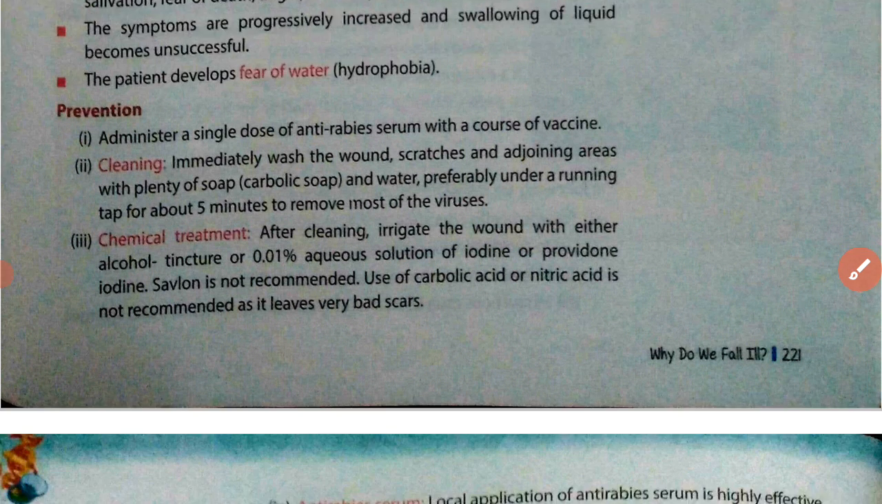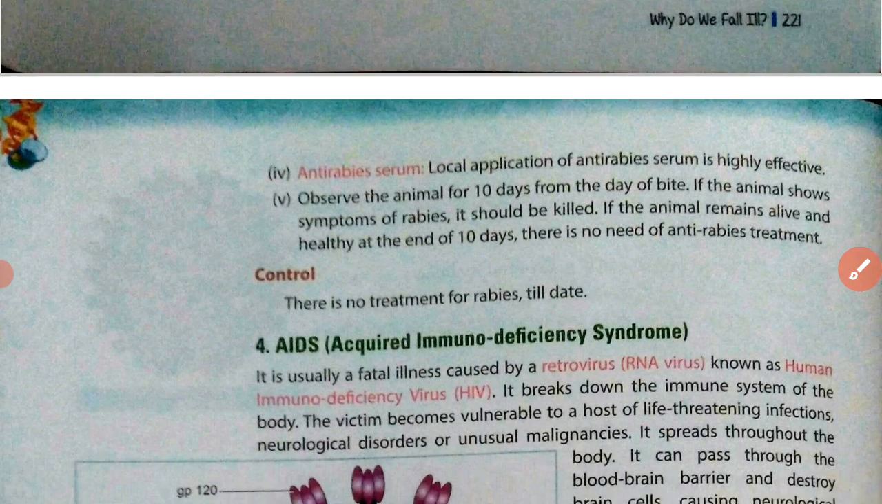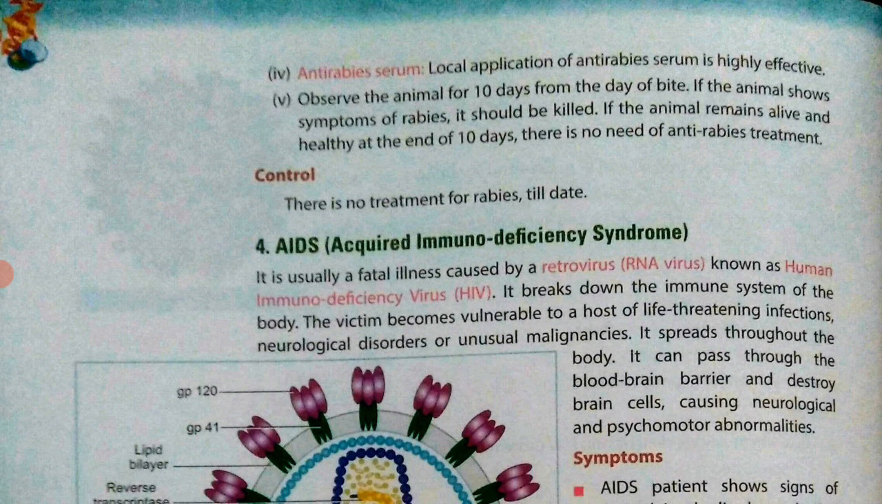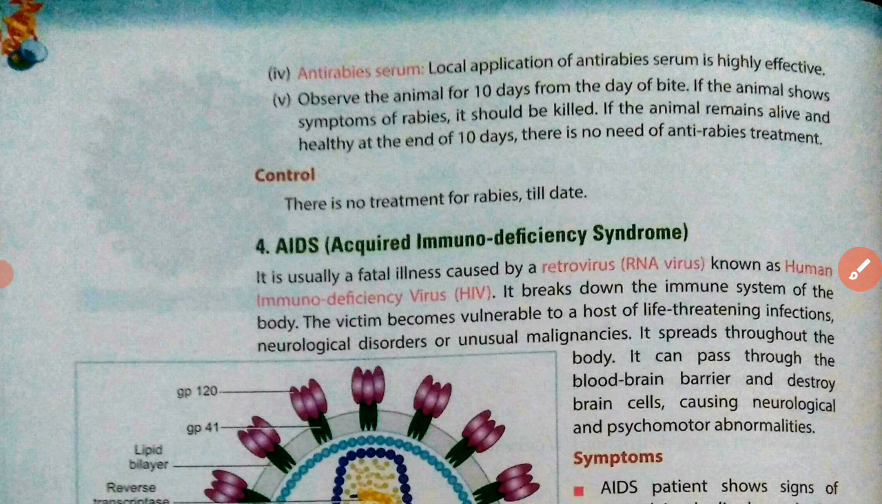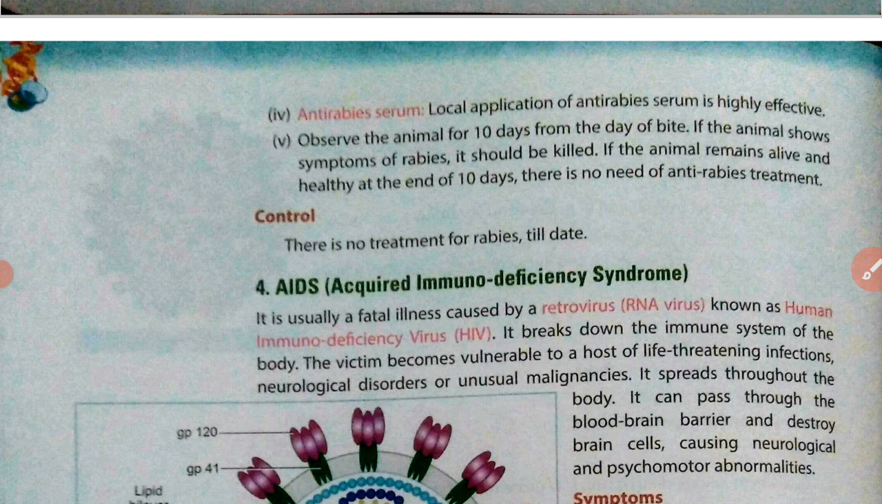Now we will talk about anti-rabies serum. In case of rabies, anti-rabies serum should be applied on the bitten area. Now observe the animal for 10 days. It is recommended that you should observe the animal for 10 days from the day of the bite.